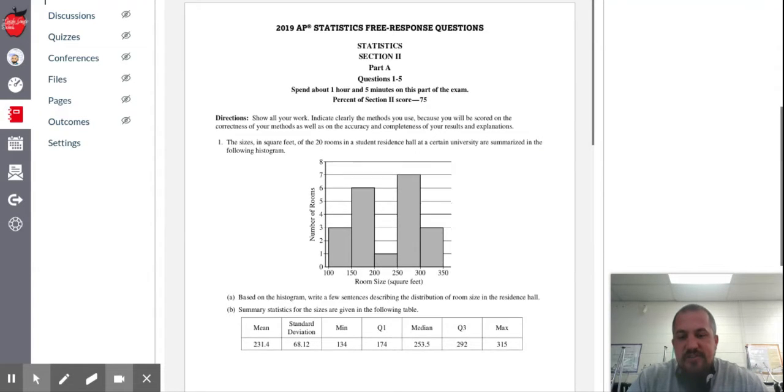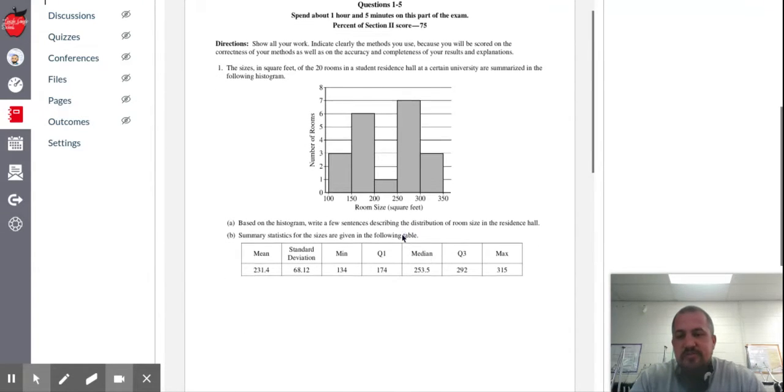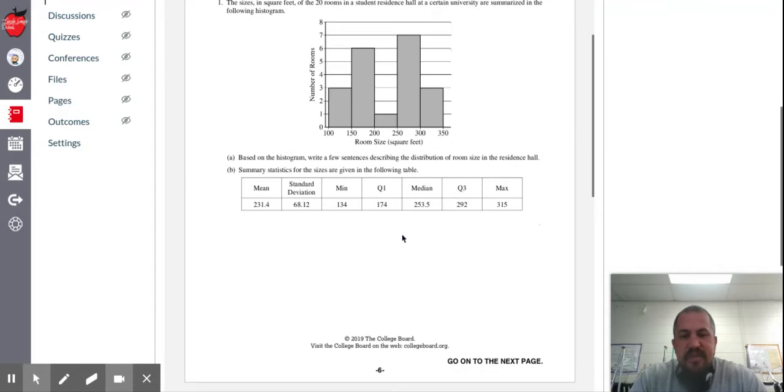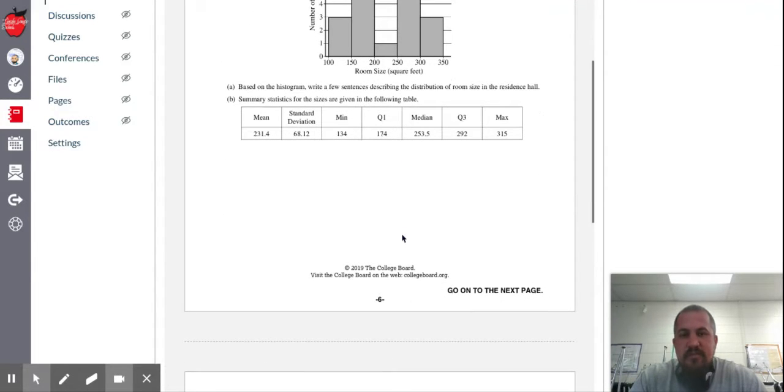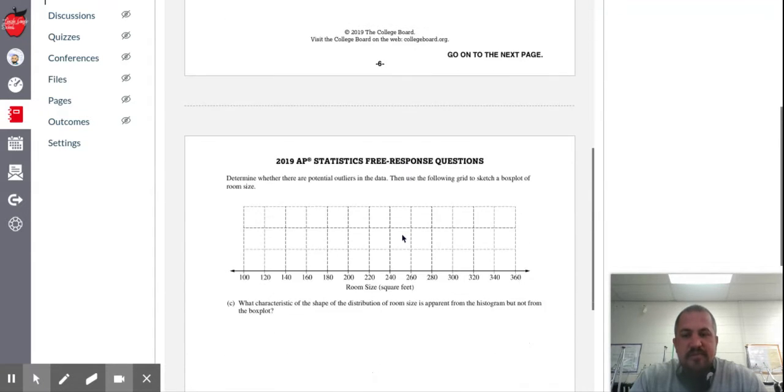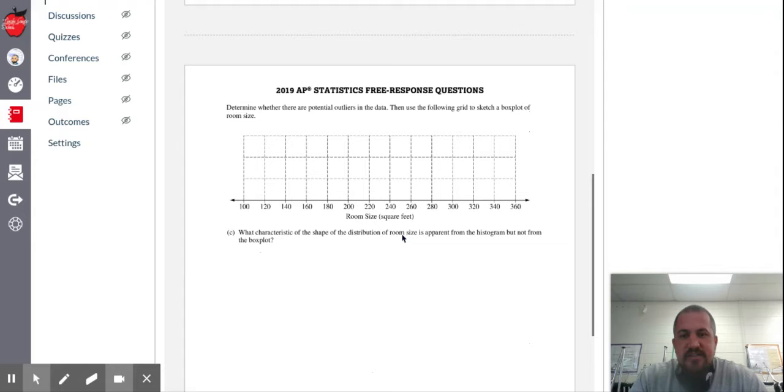In B, it gives you summary statistics. So it gives you the mean and the standard deviation. And then it also gives you the 5-number summary. So the minimum, Q1, median, Q3, and the maximum. And what you need to do with that is to, first of all, determine whether there are potential outliers in the data. So you want to use your formula. Remember, that is 1.5 times the IQR. So 1.5 times Q3 minus Q1.